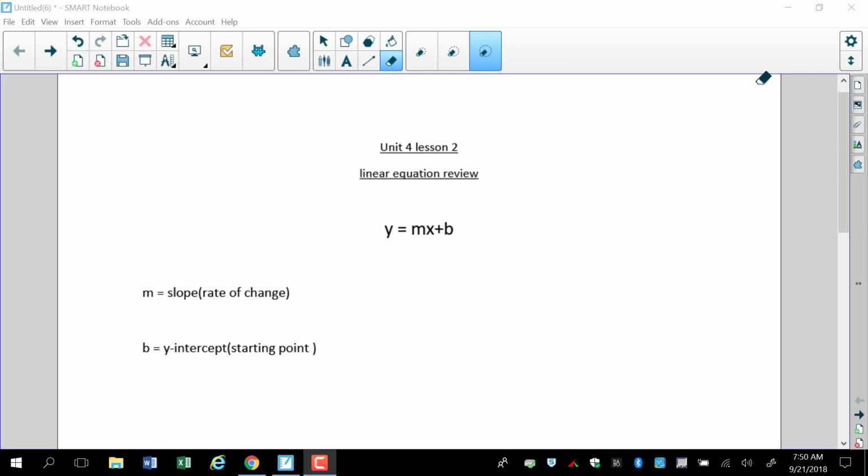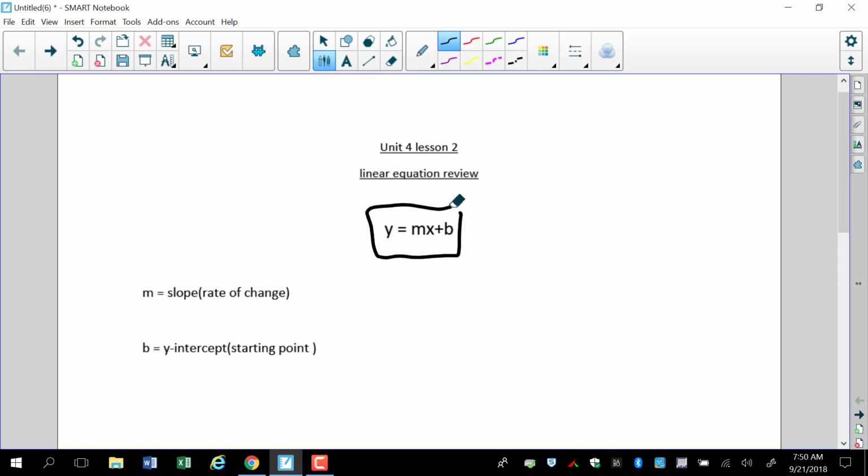Okay, we are going to review linear equations. You've done this in the past, so we'll try to make this as quick and painless as possible. So y equals mx plus b is the equation that you use for any linear function. m is your slope, b is your y-intercept or your starting point. So we can look at it as rate of change and starting point.